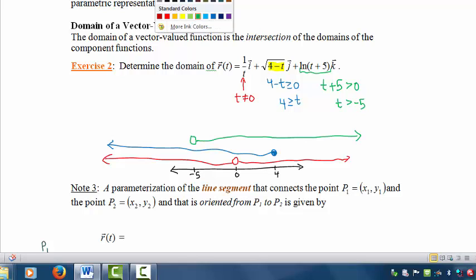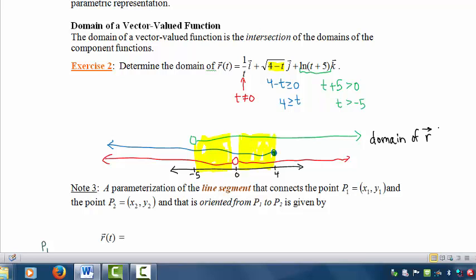The domain of the vector-valued function r of t is the intersection, the overlap of each of these component function domains. And we see that we have the following overlap. This is where we see all three colors. So the domain of r of t is -5 less than t less than 0 union 0 less than t less than or equal to 4.